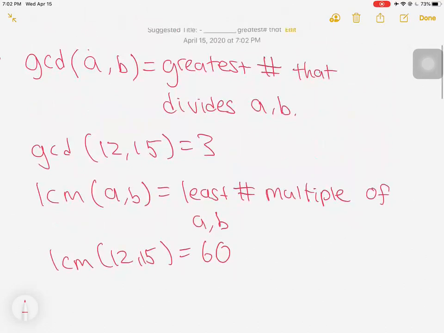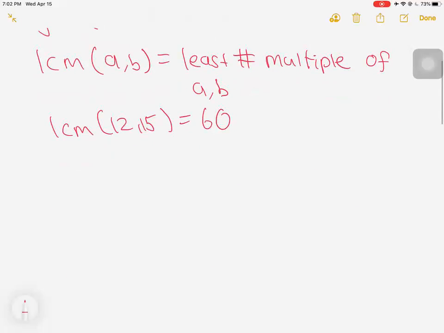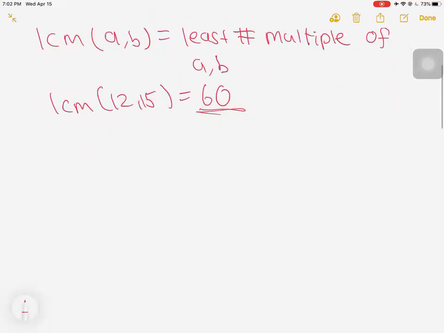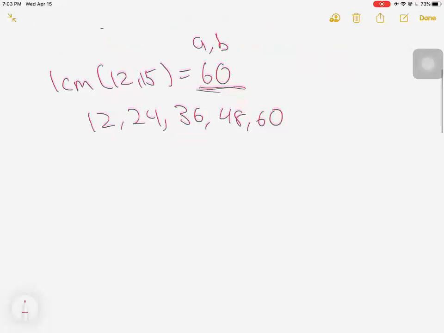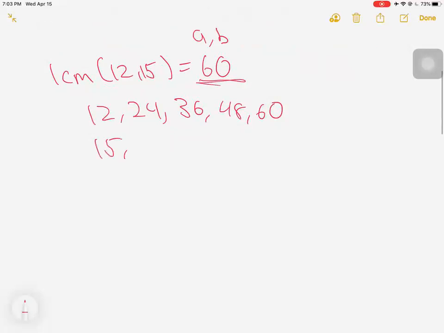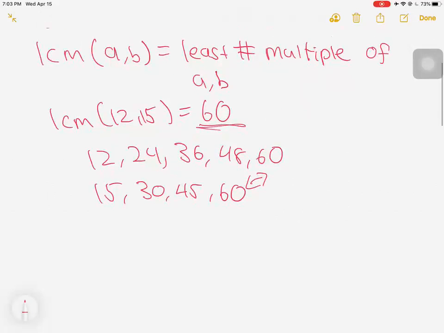Okay. So the way we can easily get to 60 is we list the multiples of 12. So we can see that it's 12, 24, 36, 48, and 60. And then if we list the multiples of 15, we get 15, 30, 45, and 60. And we see that 60 is the least number that's a multiple of both of them. So the LCM of 12 and 15 will give you 60.